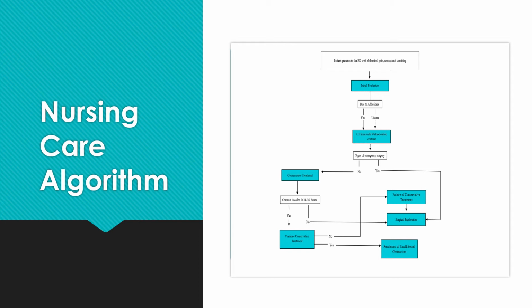The next thing that should be done is see if there is any contrast left in the colon after 24 to 36 hours. If there is, conservative treatment can continue. If there is not any contrast in the colon, surgical exploration is needed. When conservative treatment continues, it is important to document the amount of output from the nasogastric tube over a period of time. Theoretically, the output should be less and less as time goes on. However, if there is still a high amount of output, that leads to a failure of conservative treatment and surgery is needed.